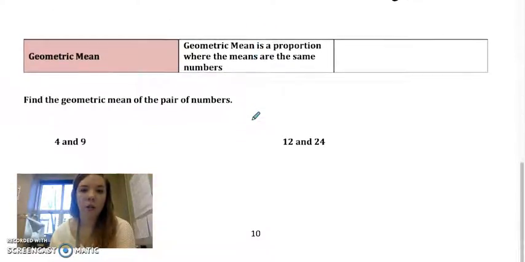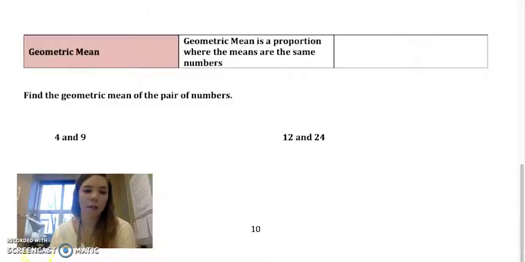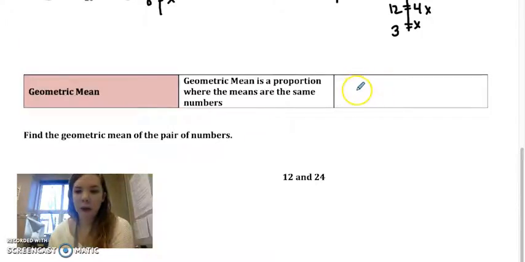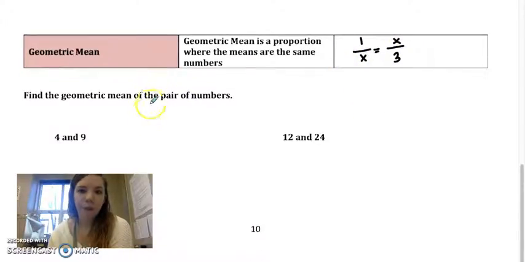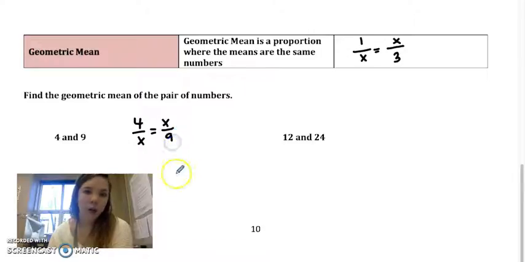Geometric mean is a proportion where the means are the same numbers. So if you remember back, the means are the bottom of the first one and the top of the second one. So these would be two numbers. Let's just pick some for now. Let's say 1 and 3. And then these on your diagonal, your means, would be the same number. So for 4 and 9, we'll set up our proportion like this. And then we're going to solve for x.